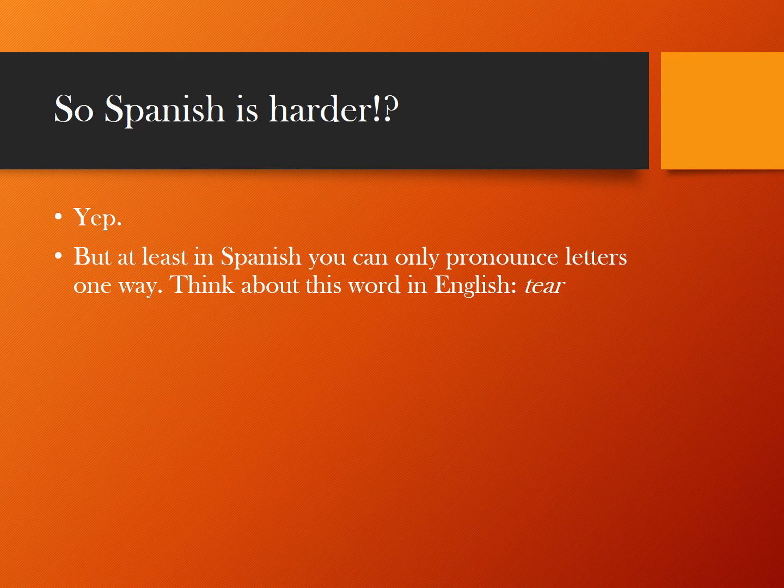Spanish does win in the pronunciation category, though. There's only one way to say each letter in Spanish, whereas English is all over the place. Look at this English word, T-E-A-R. How do you even pronounce that? Tear, tear, some other way? It's nonsensical.